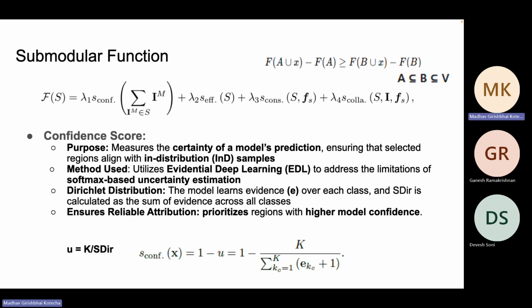So confidence is basically, each of the classes has a particular confidence. So we have to sum up over each of these classes and then calculate this confidence. So it is calculated using uncertainty.